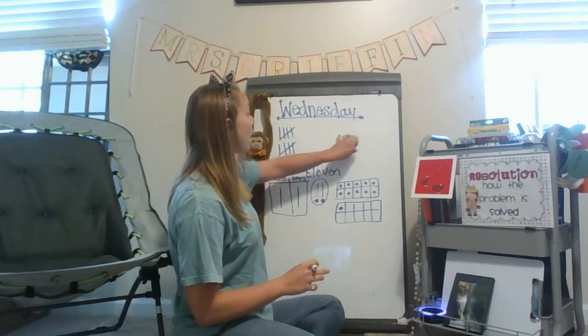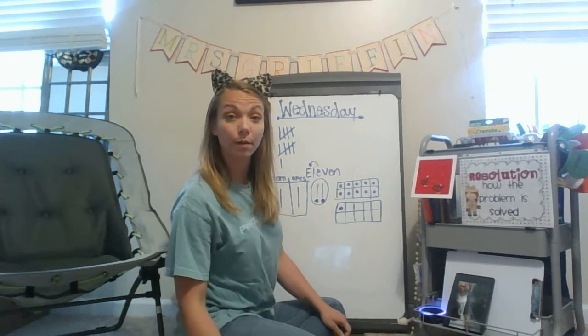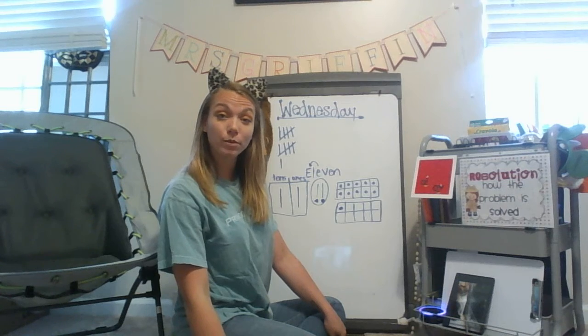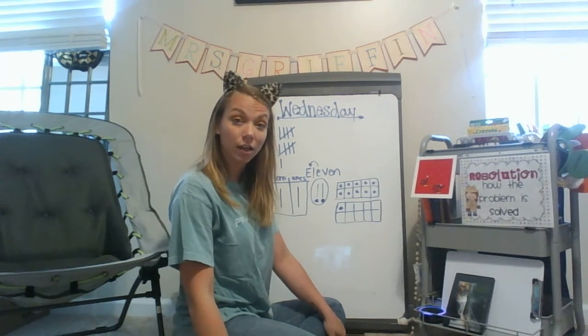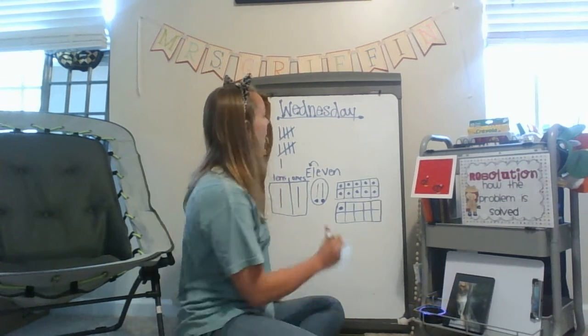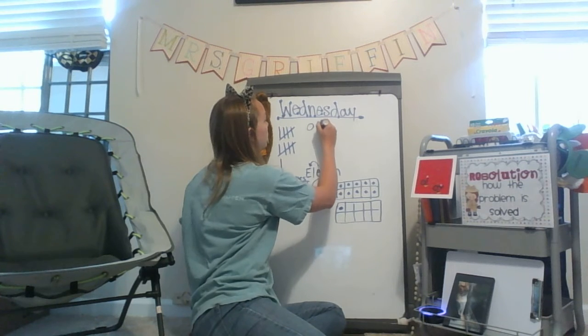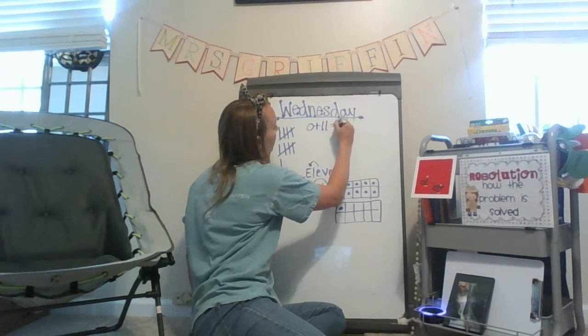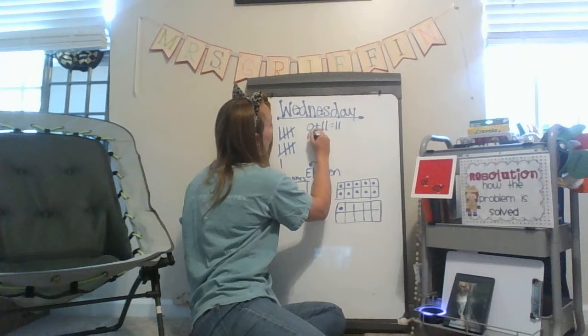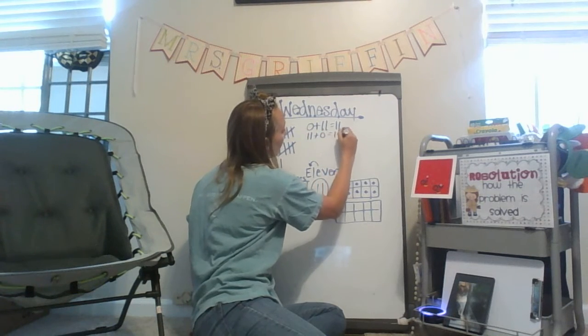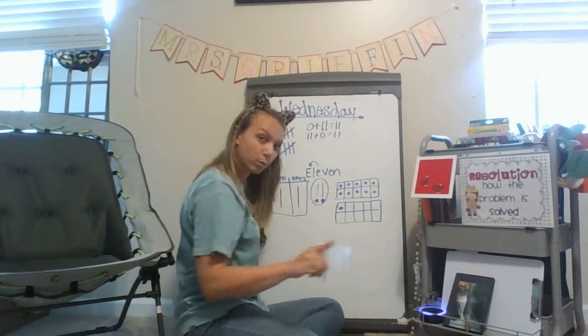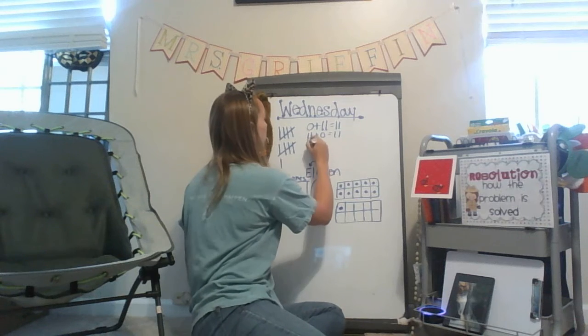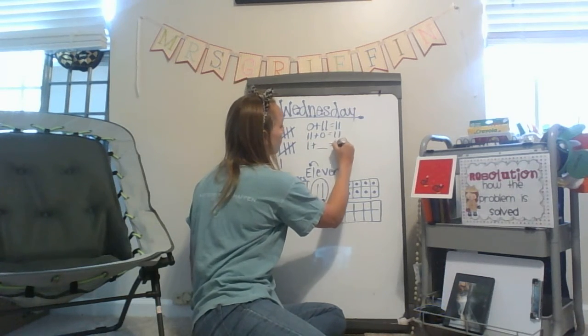Now, let's move up to our problems. Let's see how many problems you can come up with today. How many addition? How many subtraction? I always start with 0, and you should too. 0 plus 11 equals 11. 11 plus 0 equals 11. Then we move on to our 1 plus something equals 11.